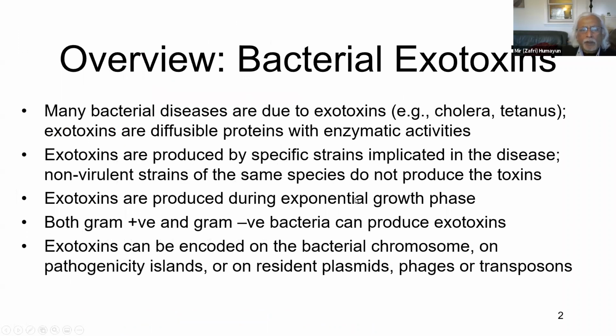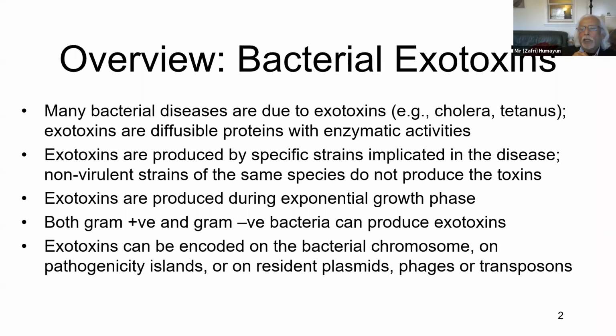Okay. So here first, we'll conduct an overview of bacterial exotoxins. Many bacterial diseases are caused by exotoxins. For example, well-known bacterial diseases such as cholera and tetanus are caused by exotoxins, which are diffusible proteins with enzymatic properties. Exotoxins are produced by specific strains that are implicated in the disease. There are non-virulent strains of the same species that do not produce the toxin and do not cause the disease.